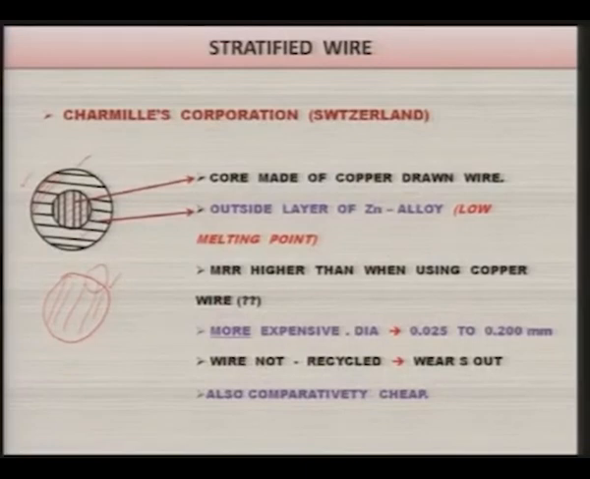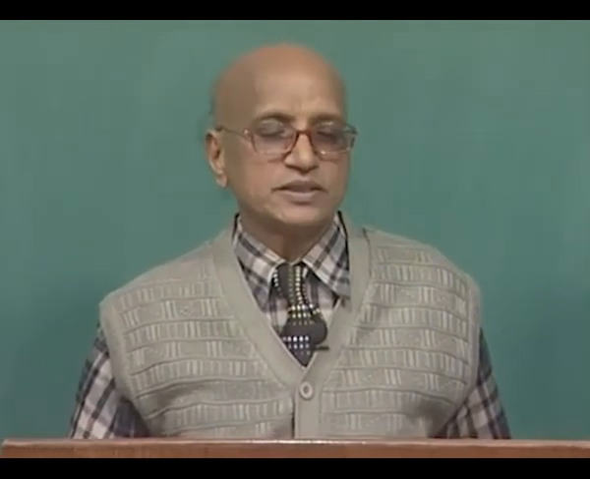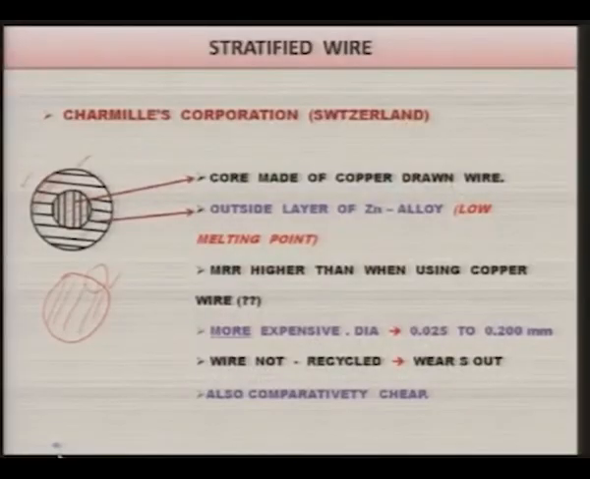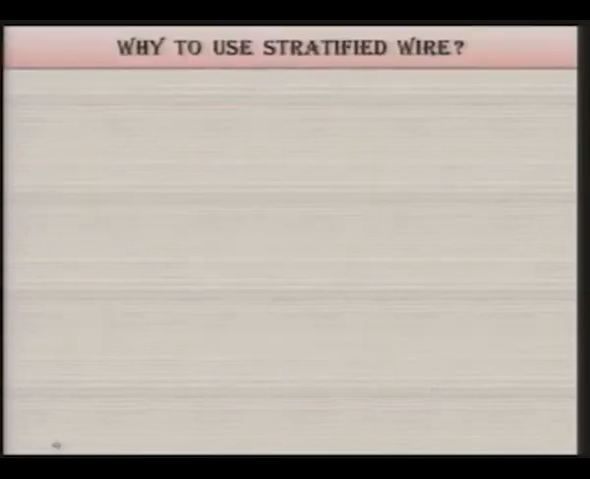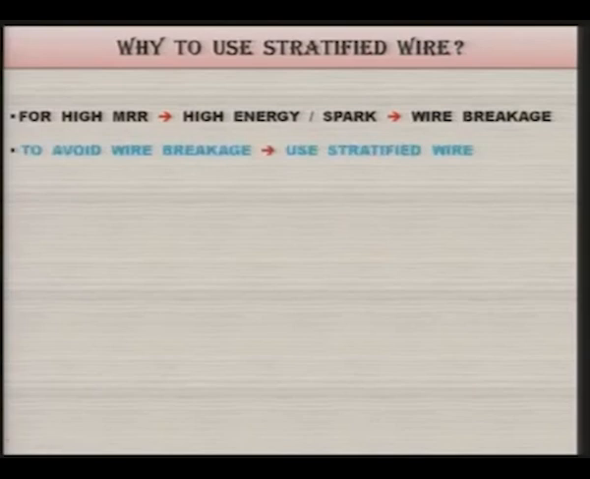And if you are able to supply much larger current, then your energy per spark will be more, and if energy per spark is more, then material removal rate is also going to be higher compared to the case when the current being supplied is lower. That is what is explained over here. For high material removal rate, you need high energy per spark, but if you supply high energy per spark, then the wire will break, if it is the bare wire of only copper, as I showed in the earlier slide. So, to avoid this breakage of the wire, use of stratified wire is recommended.